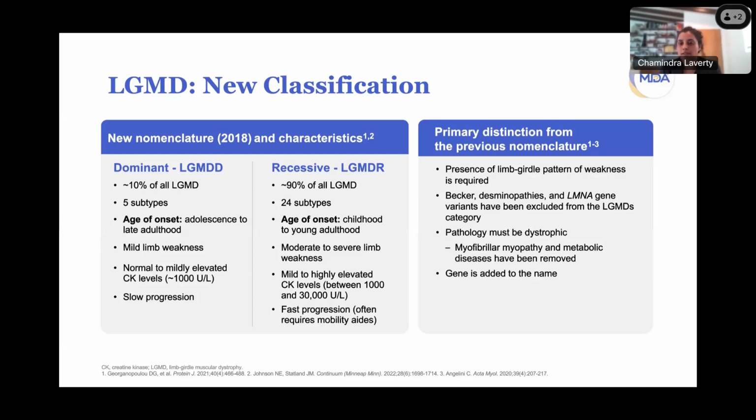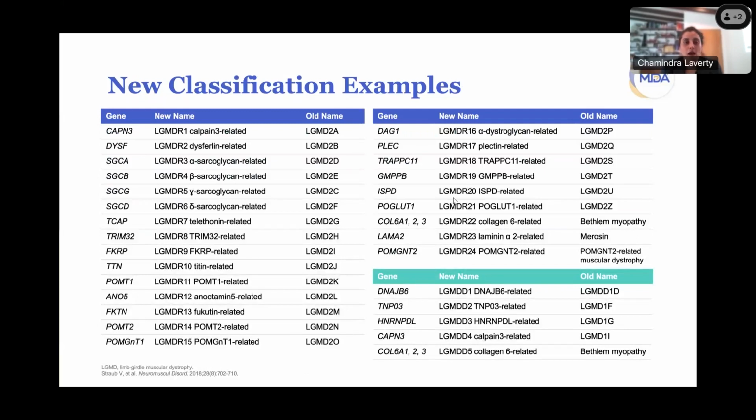And the gene is added. The gene is also added to the name when you declare the name of the disease moving forward. So in this slide, you can see all the recessive conditions in the dark blue. The 24 conditions are listed. In the teal are the dominant conditions for limb-girdle. So to take you through how it's rewritten, what we used to call limb-girdle 2A is now limb-girdle muscular dystrophy LGMD R1. And we say calpain 3 related. Similarly, what we used to call 2B is now LGMD R2 dysferlin related.